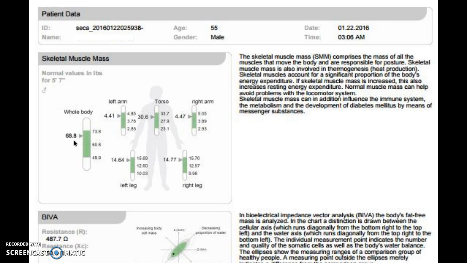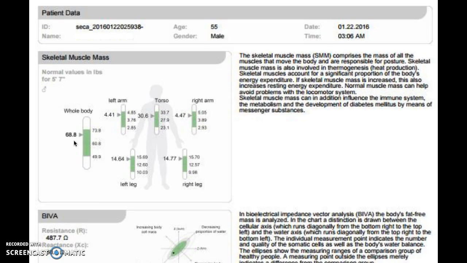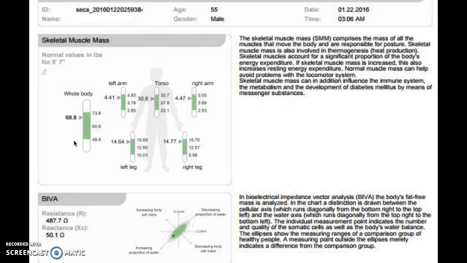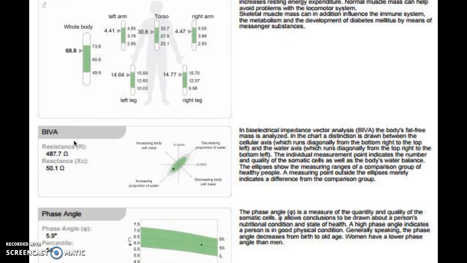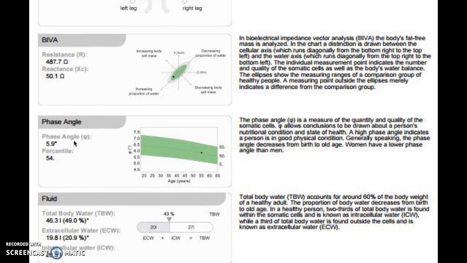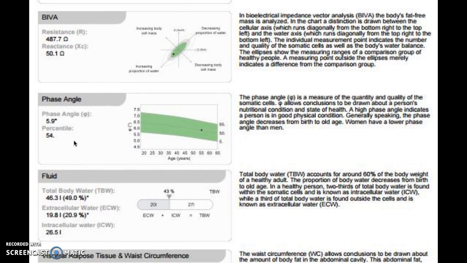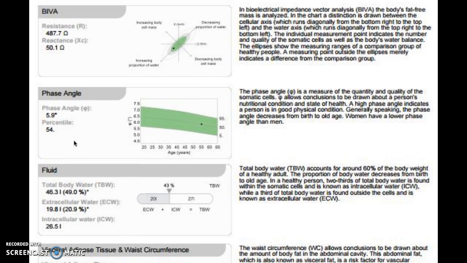But this is super helpful because we want to know how much skeletal muscle mass we have in the body. An interesting note: the more skeletal muscle mass we have in our bodies, the more calories we burn at a resting state. So that is important for us to think about as we're doing strength training. I'm actually going to skip the 2 charts that you can see at the top, and I'm going to jump down to fluid first.